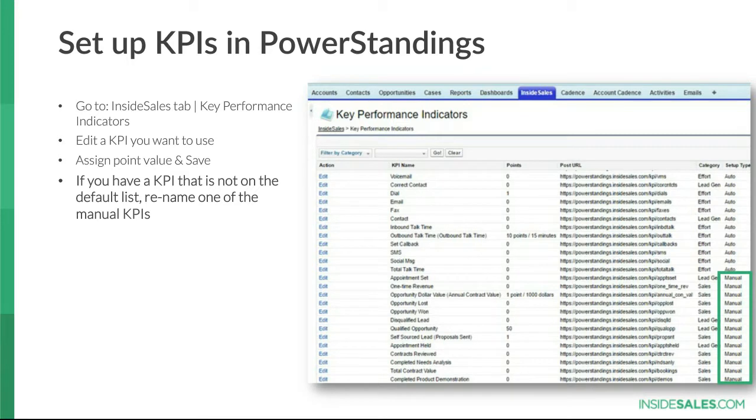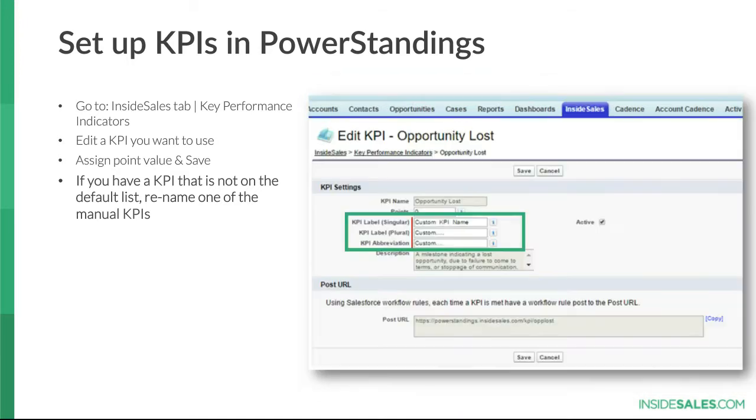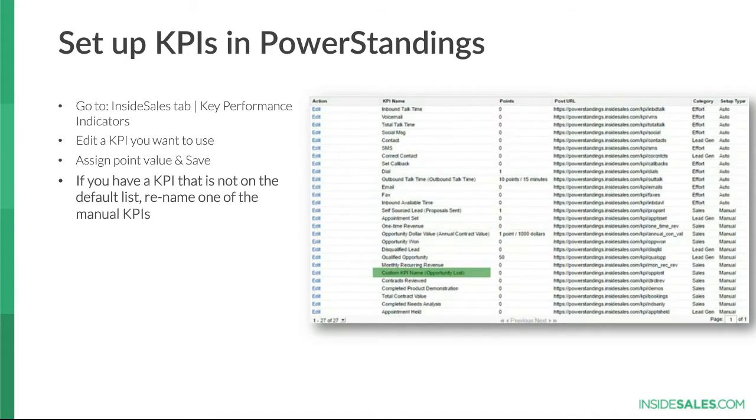So here's what you can do there. You're going to find that you can rename one of these KPIs, especially the manual ones. So you'll click Edit on a KPI, and you can change the name to whatever you want. So if you have a KPI custom for your sales process, go ahead and add that in, click Save, and you're going to see it update to the name of your custom specific KPI.